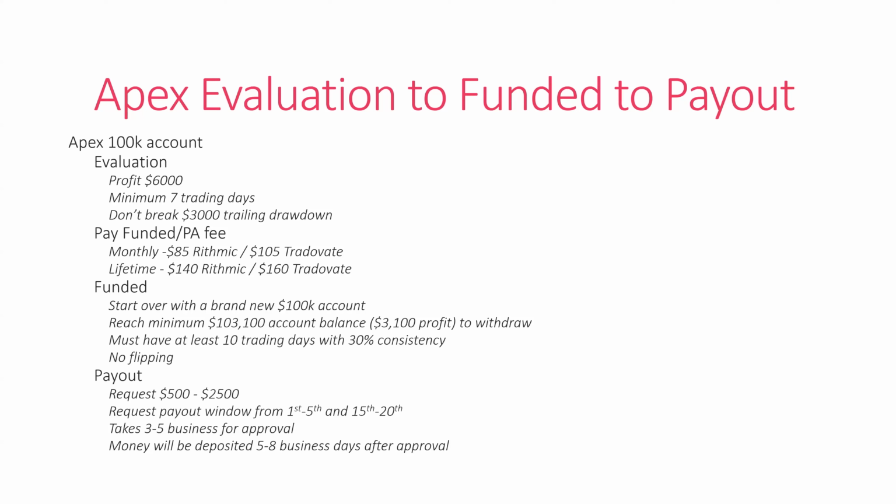But you still need 10 trading days and at least 30% consistency, which we'll cover later on in this slide. And you cannot flip in the 10 trading days. Then once you're able to request payout, you can request a payout of either $100, $500 to $2,500. But one thing I really hate about Apex is they limit the payout window. You can only request a payout from either the 1st through the 5th or 15th through the 20th. And not only that, they take a long time just to approve a payout. The longest I ever saw was about maybe 12 days.